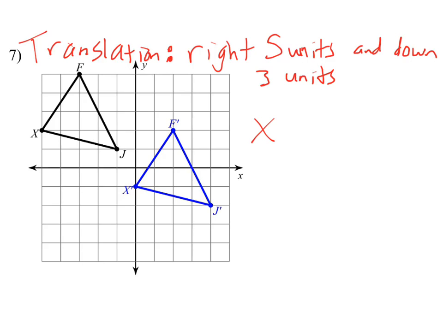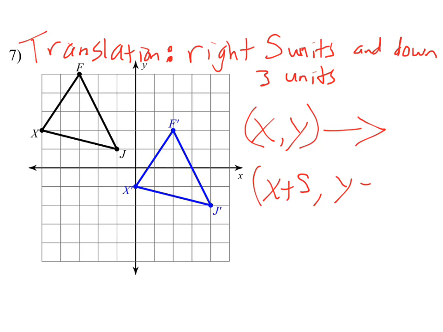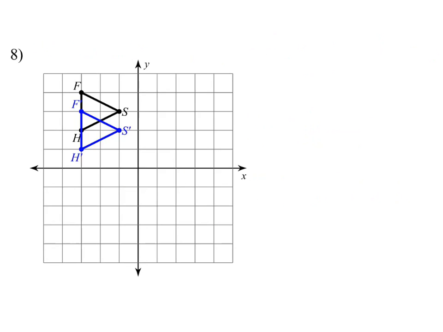And then the solution for the function notation, you always start with x, y. Something's going to happen to those values. If you're going to go right 5 units, all your x's are now going to be 5 more. And if you're going to go down 3 units, all your y's are going to be 3 less. So x plus 5, y minus 3.